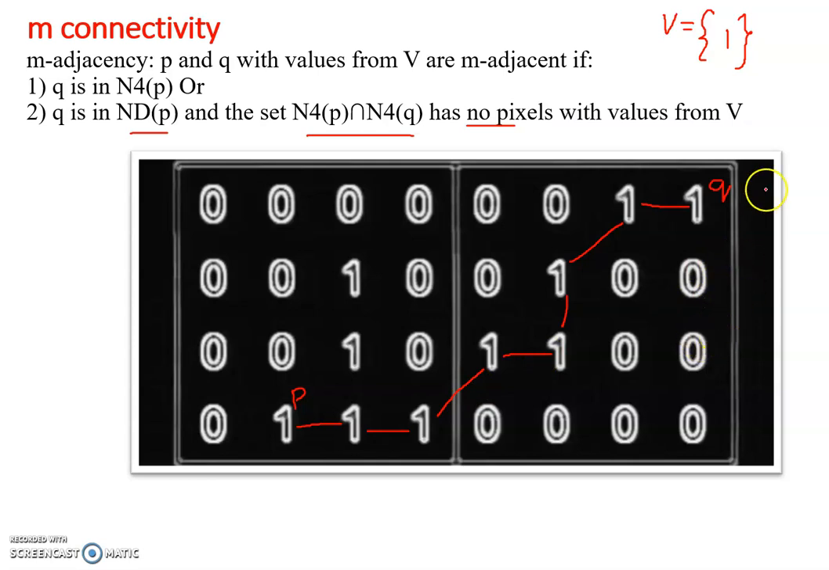Okay, so in checking the M path or the M connectivity, you have two conditions. In order to draw the path, either Q should be in the N4 of P. If Q is in the N4 of P, you can directly do the connection, provided both P and Q take values from the set V. Or you can do a connection along the diagonal. If Q is a diagonal neighbor, in that case, it should satisfy one more condition: N4 of P intersection N4 of Q should have no pixels with value from V. Okay, these are about M connectivity.